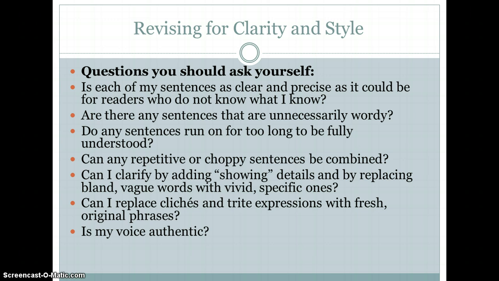Can I clarify by adding showing details and by replacing bland, vague words with vivid, specific ones? Can I replace cliches and trite expressions with fresh, original phrases? Is my voice authentic? Again, this goes back to making sure that someone else can understand what you have written and that your writing is consistent.